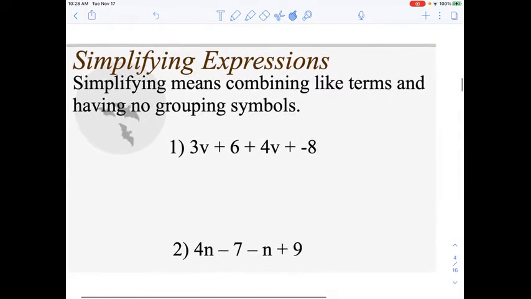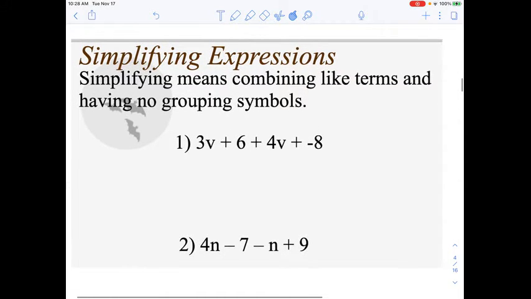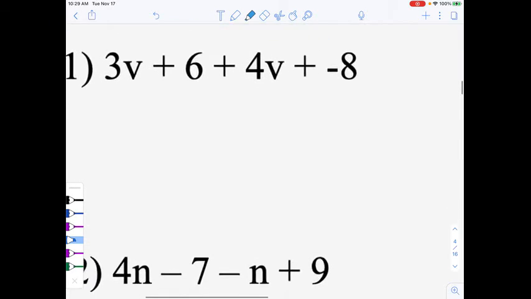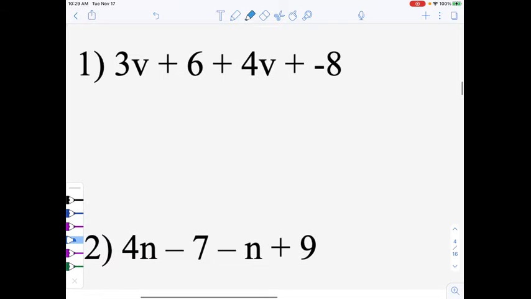Okay, now we're going to talk about simplifying expressions. So simplifying means combining like terms and having no grouping symbols. So combining everything we can, making sure that there's no parentheses left in our answer. So you're going to want to write down these examples to have in your notes.